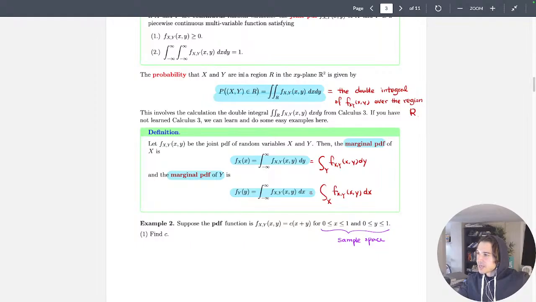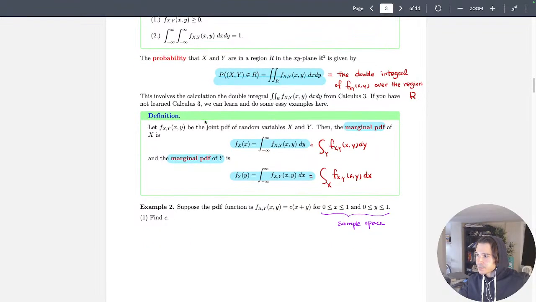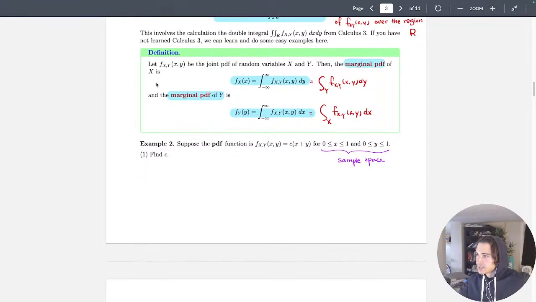The probability that x and y are in a region R in the xy plane, R squared, is given by this right here, the double integral of the joint probability density dx dy. And the marginals, same idea, single integral. So the marginal f_X of x is the integral over y of the joint probability density function. And the marginal of y is the integral over dx of the joint PDF.